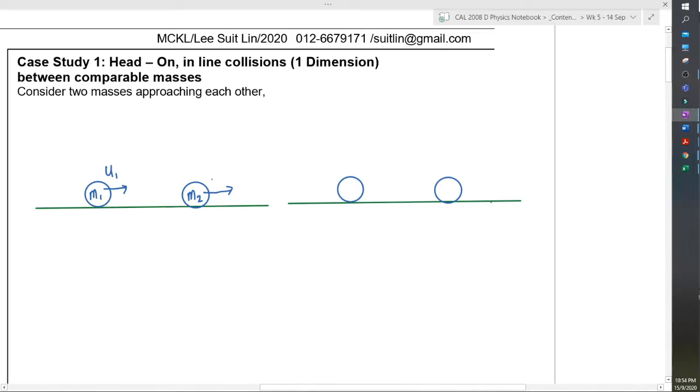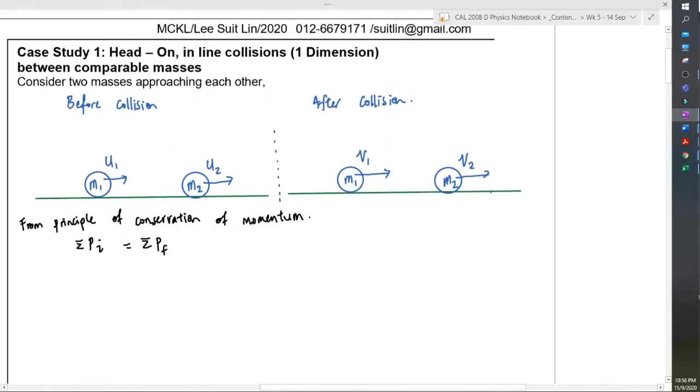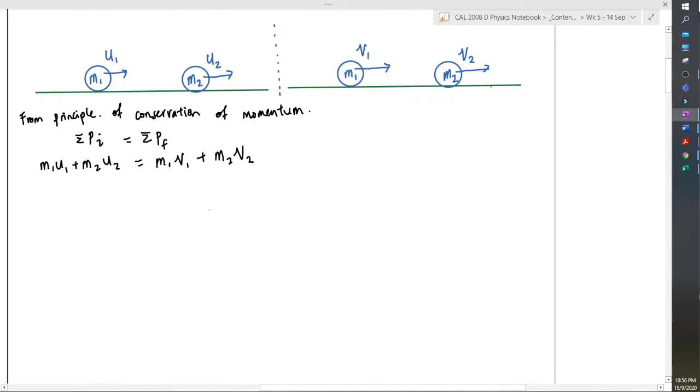So let's say now I have M1 and M2, and M1 is about to hit M2. After hitting, their velocity will change from U1 to V1 for M1 and U2 to V2 for M2, respectively. Moving on, I'm going to apply the conservation of momentum, and I will say the initial momentum is equal to the final momentum. Initial is before collision, final is after collision. So M1U1 plus M2U2 is M1V1 plus M2V2. What to do with the equation?